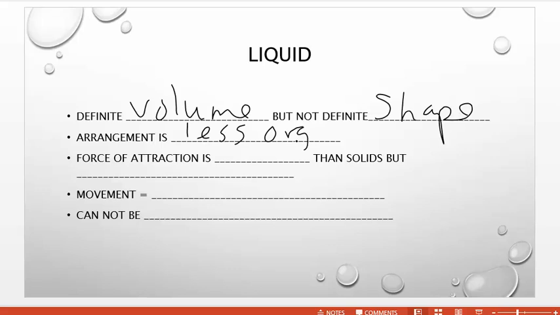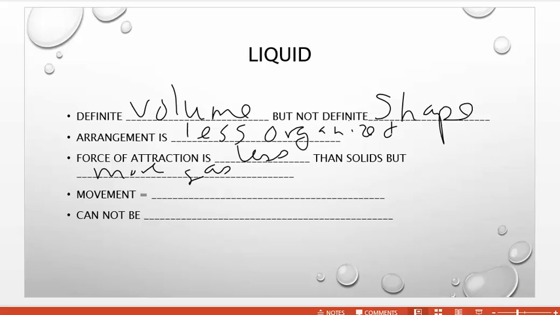So let's just write down less organized. It's not completely disorganized, but it's less organized. It's not a neat up and down rows type of thing like a solid would be. The force of attraction is less than a solid, which is why it can take the shape of its container, but it is more than a gas, which is why it has its volume. It doesn't change in terms of getting further away from something or closer to something.